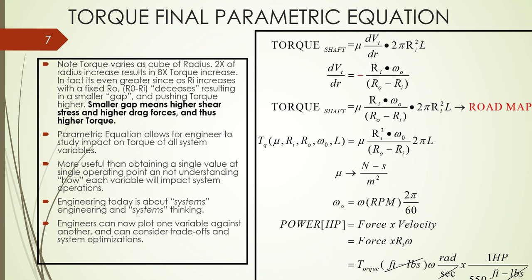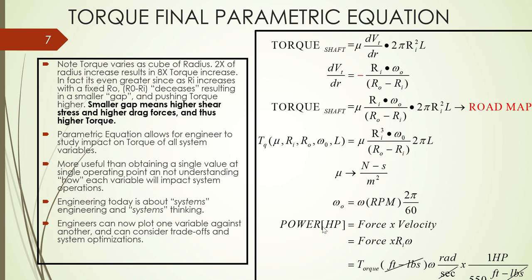Engineers can now plot one variable against another and can consider trade-offs and system optimization. So here we have our roadmap equation that helps us understand how torque is influenced by the relevant system variables. And we note that mu, our viscosity, has units of Newton seconds per meter squared. We know that omega naught is omega in terms of RPM times 2 pi over 60.